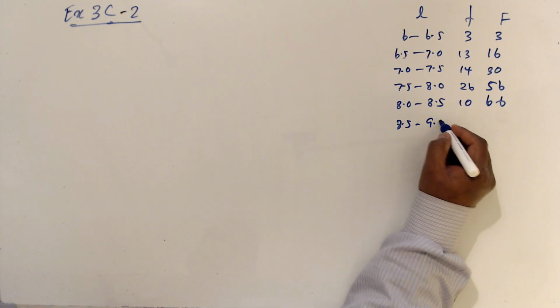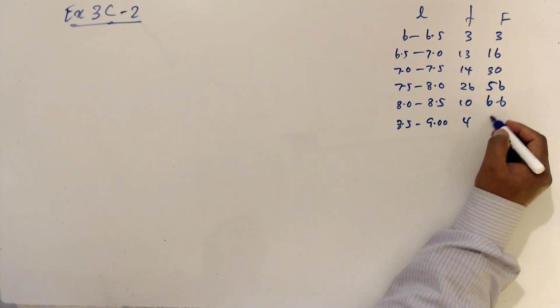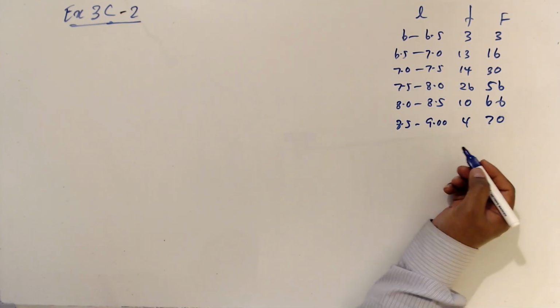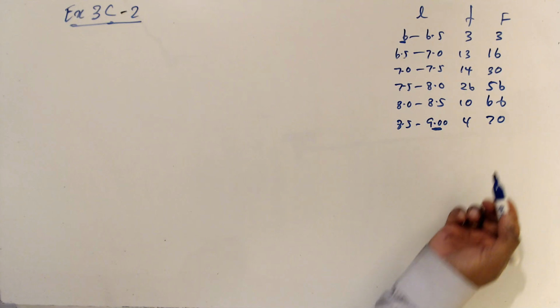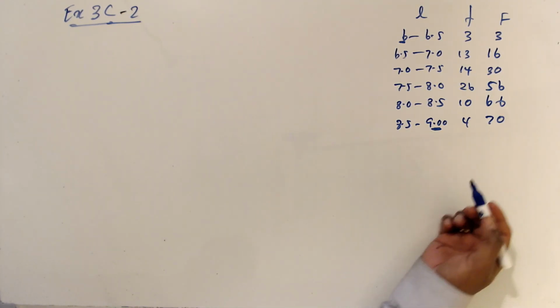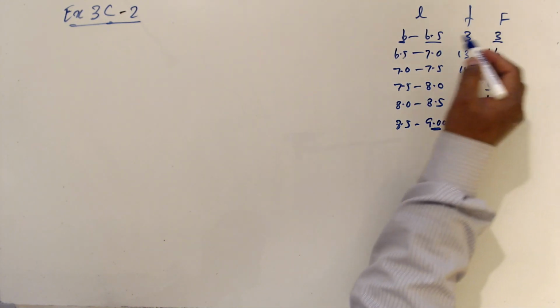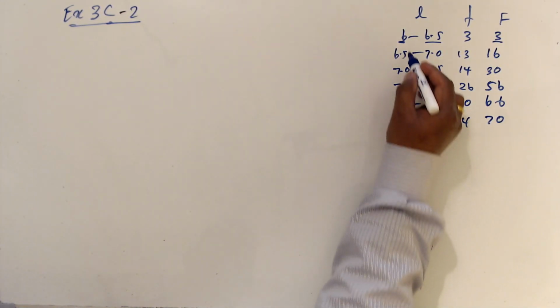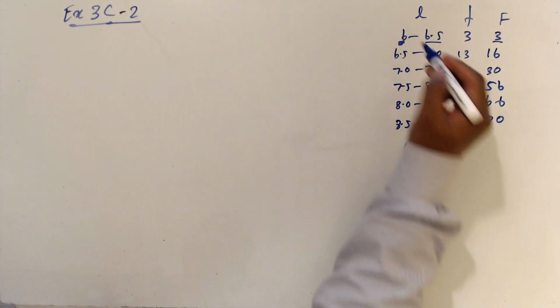9. So that is 4, then it is going to be 70. So this is the minimum value and this is the maximum value when we need to draw a box plot. The coordinate is going to be 6.53. The starting point is 60, this one.